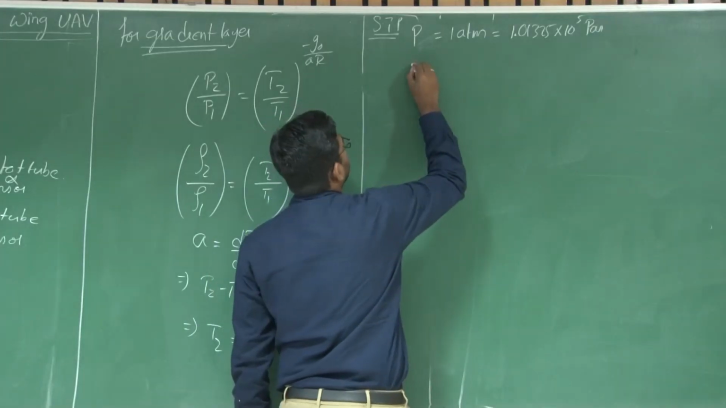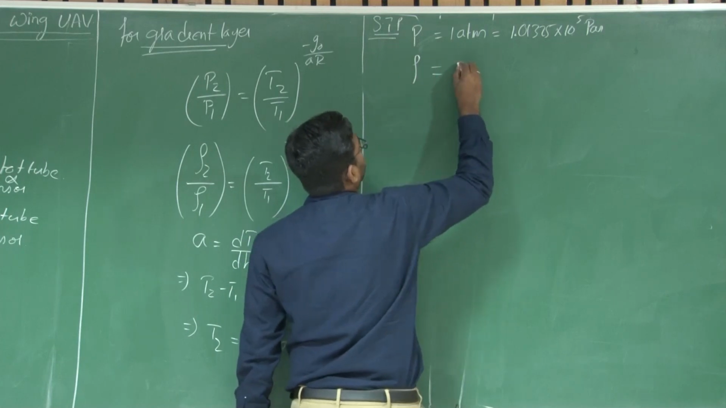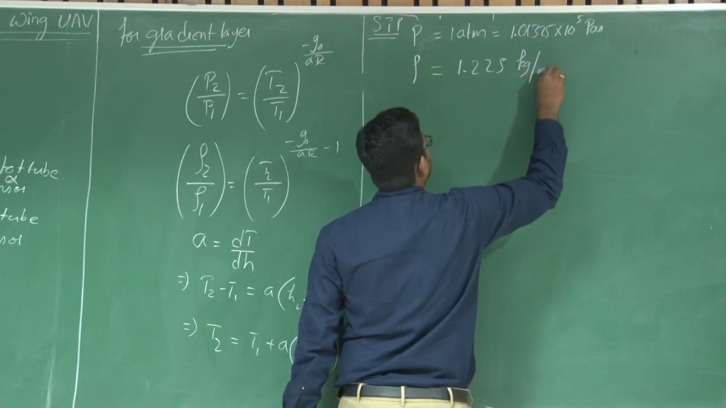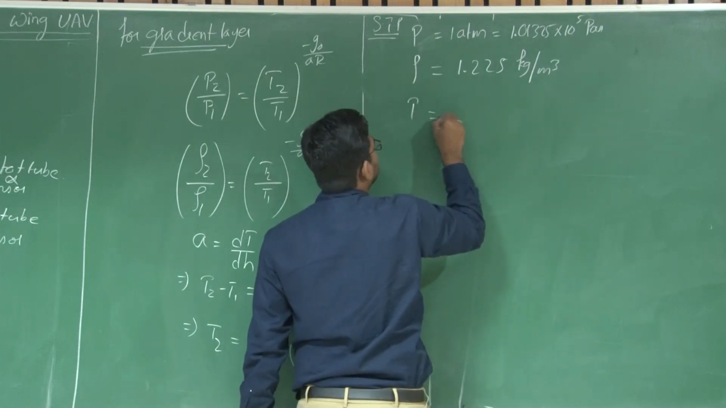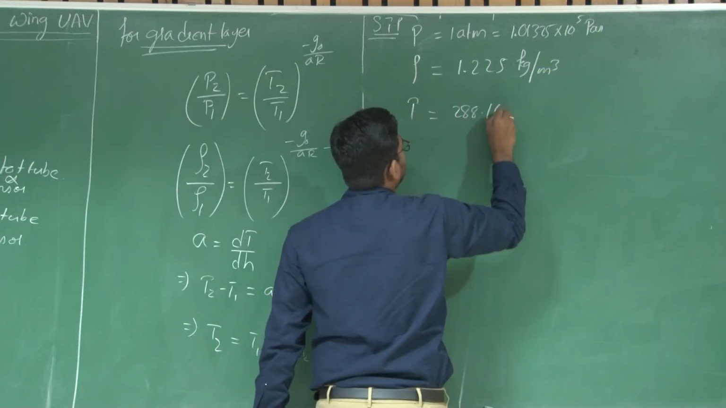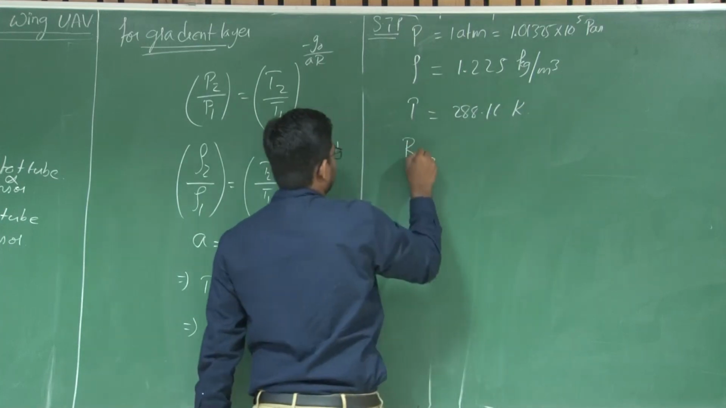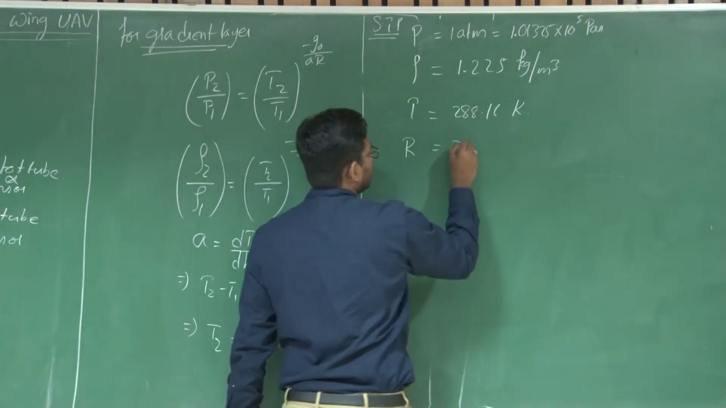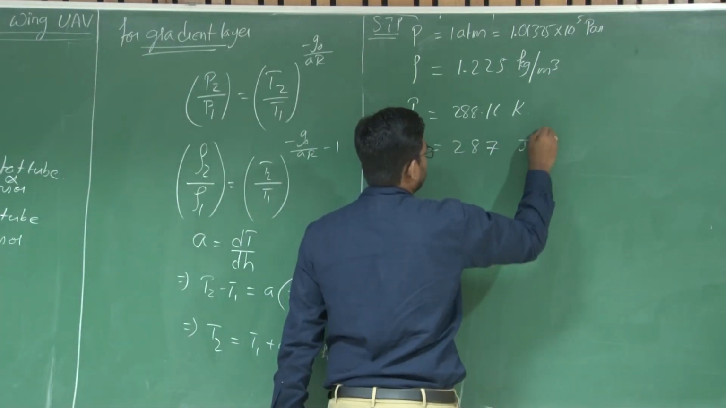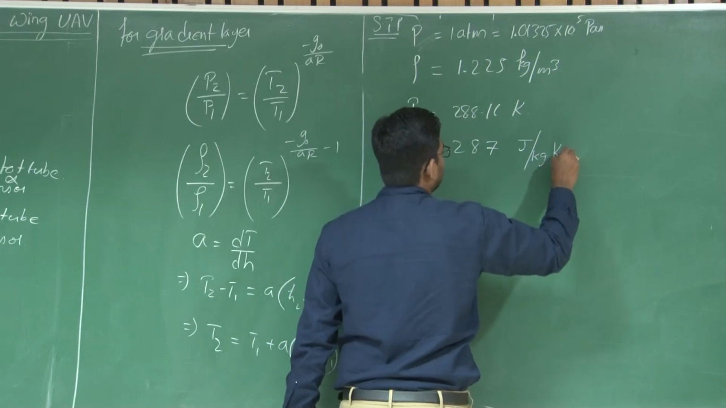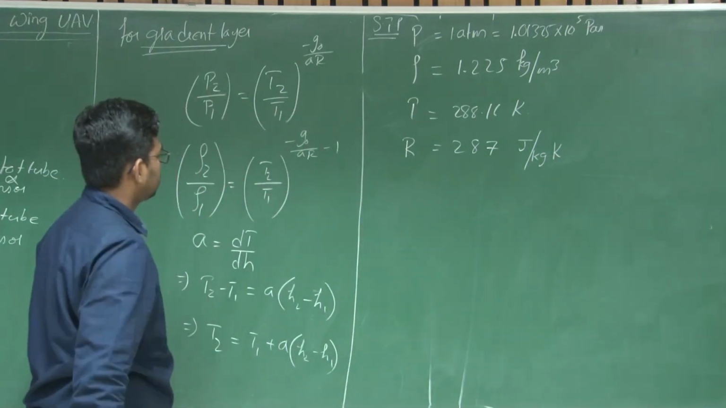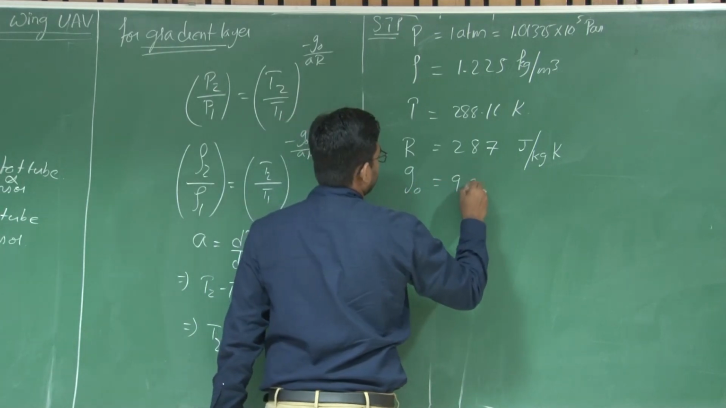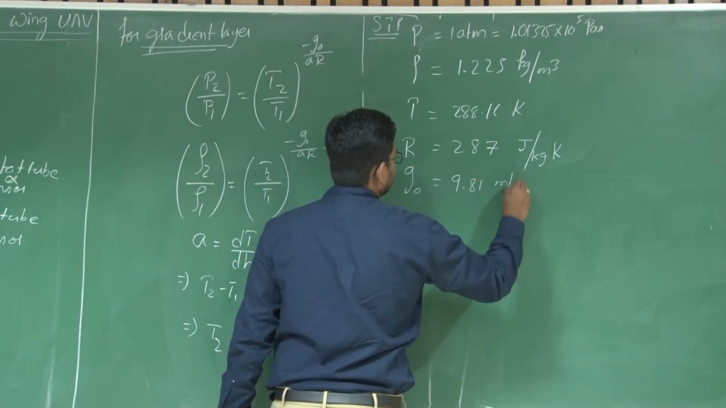At STP we have density equal to 1.225 kg per meter cube and temperature is 288.16 Kelvin. The R that we are using here is the gas constant, which is 287 joule per kg Kelvin, and g naught is 9.81 meter per second square.